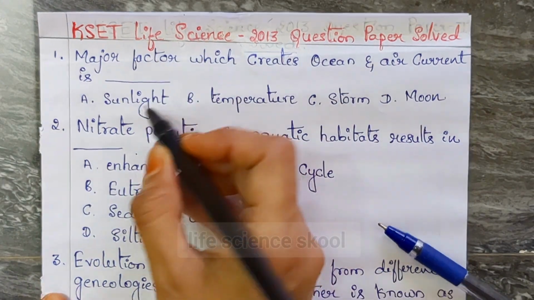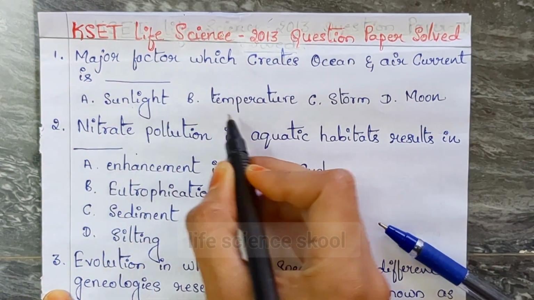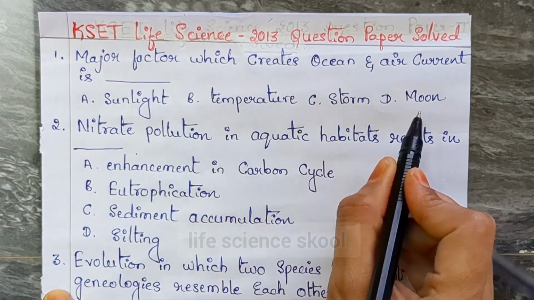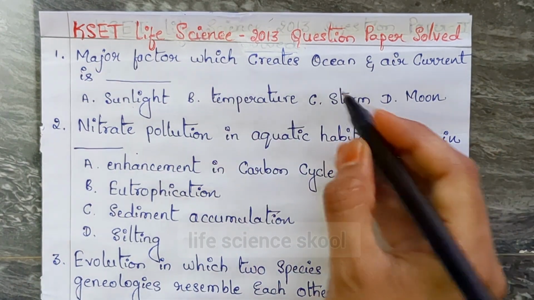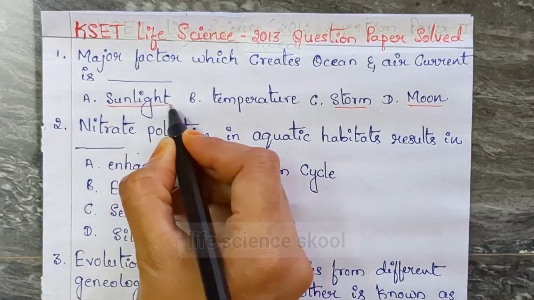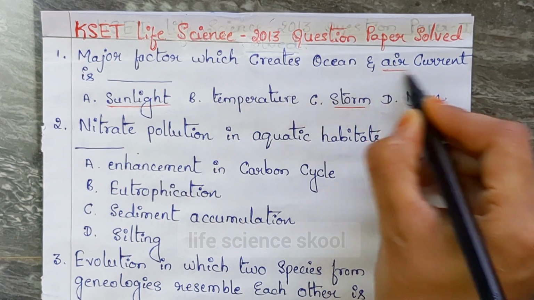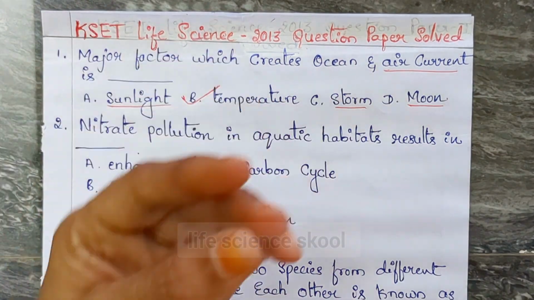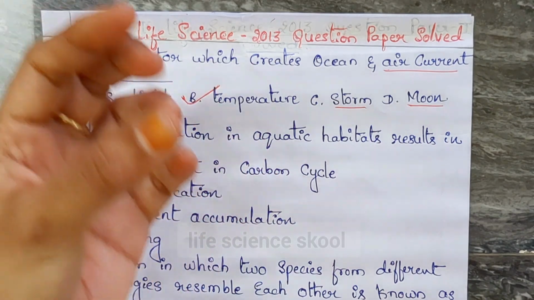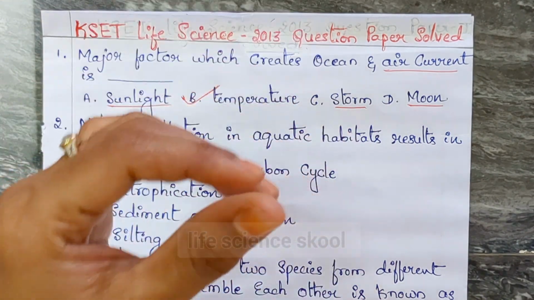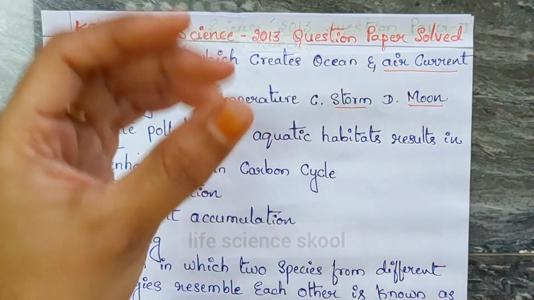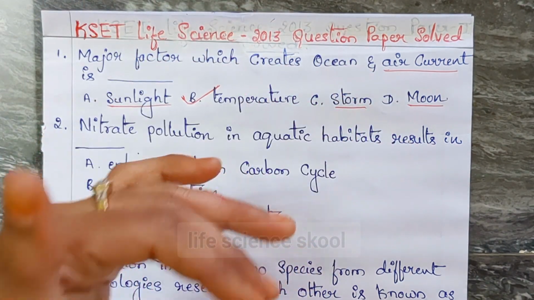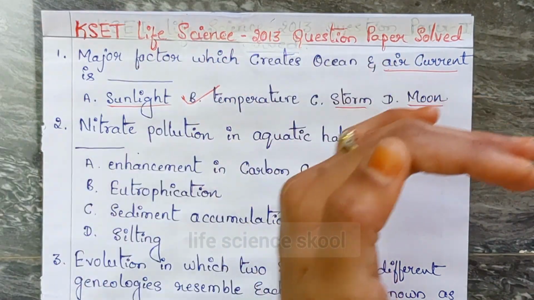If you look at the options here, they gave A sunlight, B temperature, C storm, and D moon. Among these, three are not the major factors which create an ocean and air current. So the left one is temperature. The temperature makes the water warmer, and the warmer water is less dense than the cold water, so it tends to rise to the surface and creates a current.